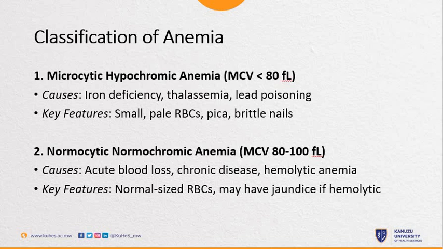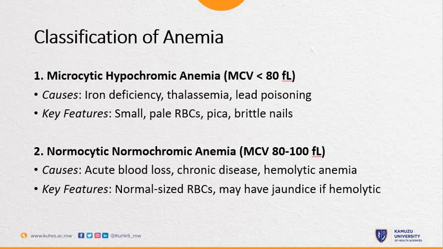Anemia can be classified in several ways. This is classification according to MCV, which is the mean cell volume, which just means the average size of the red blood cells in a sample. So this can give you suggestive causes.